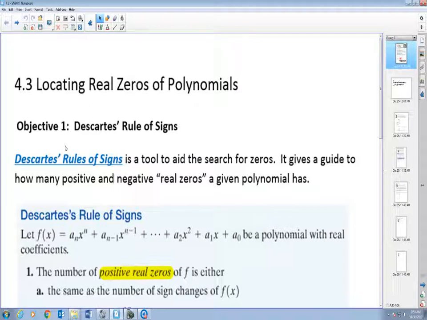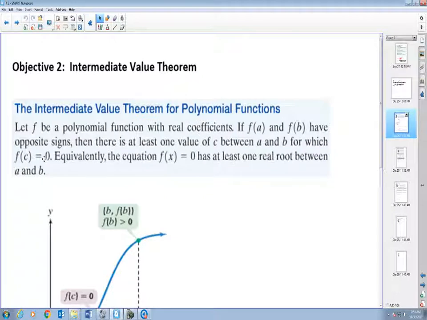Welcome to College Algebra. In this lecture video, we are going to continue our section 4.3, locating the real zeros of the polynomial function. In this video, I'm going to start out with another objective called the intermediate value theorem.